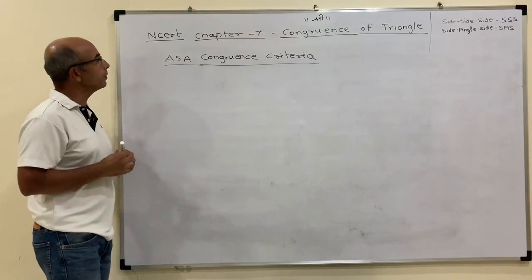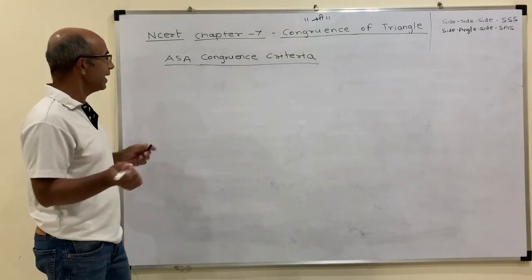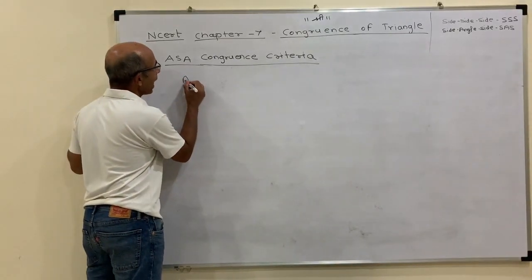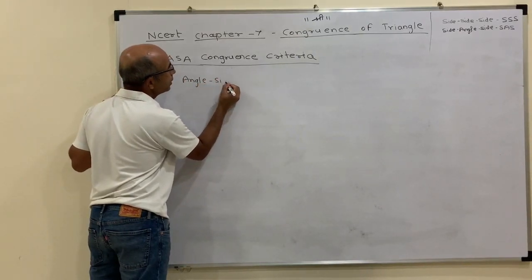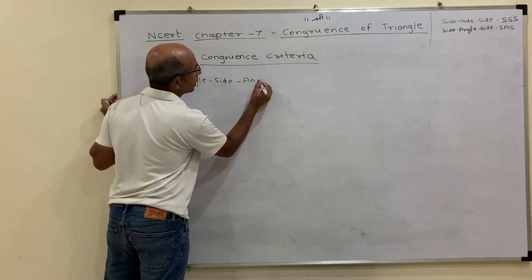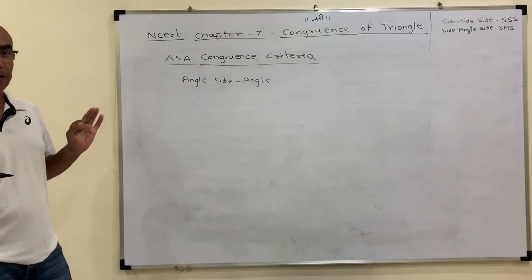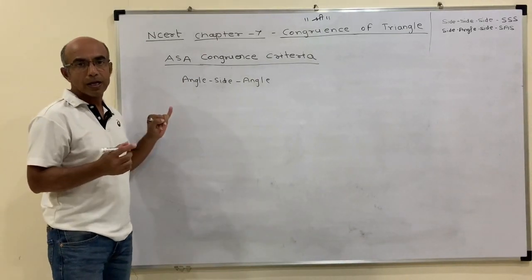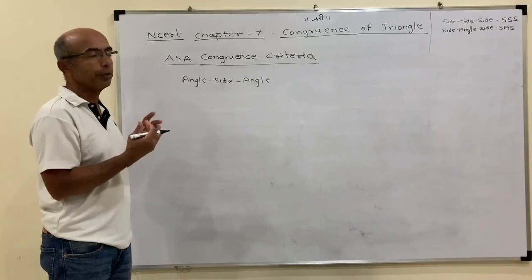So today we will be studying the ASA congruence criteria. A stands for angle, S for side, and A for angle. Till now we studied the side-side-side criteria. If that matches, we can say two triangles are congruent to each other.